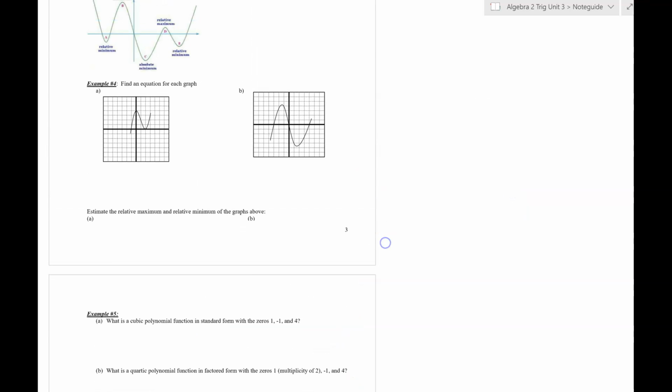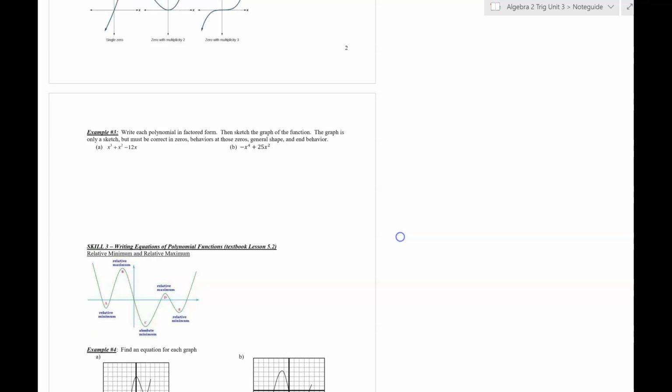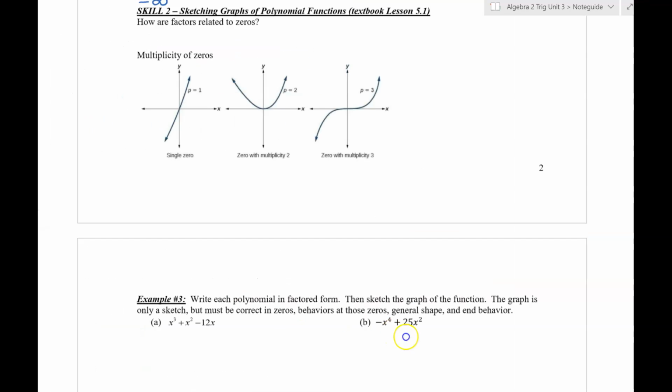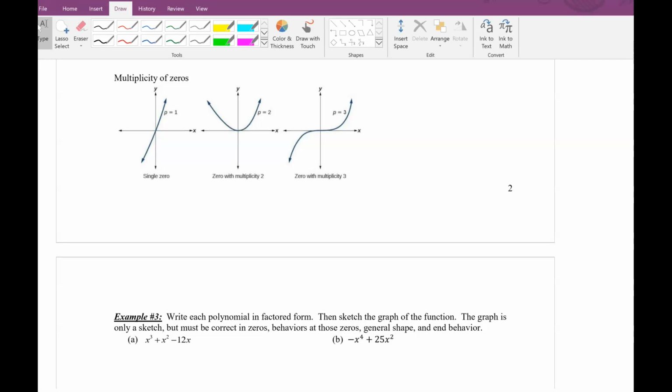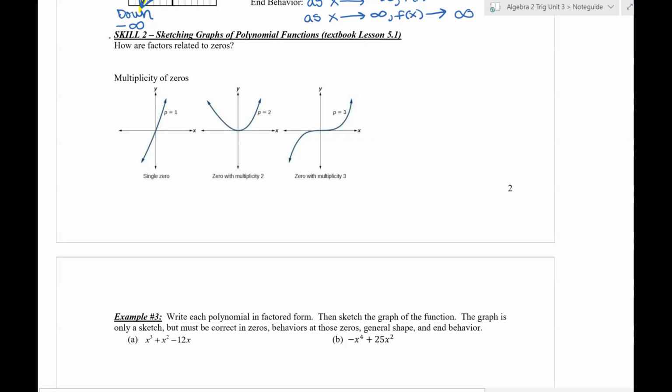This lesson is going to focus on the connections between what we've learned about the polynomial and how that helps us create graphs or write equations. So when we look at something, first we want to understand how factors are related to zeros.